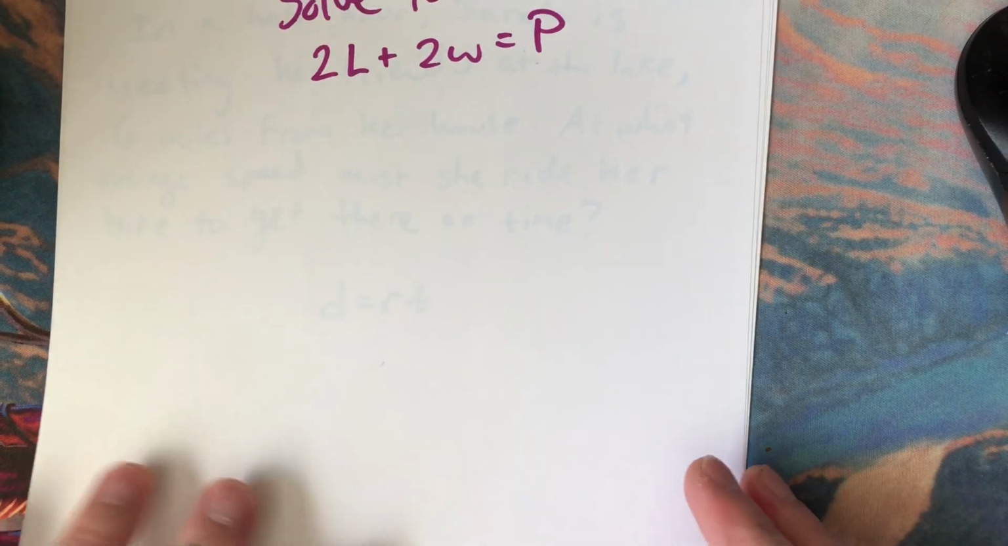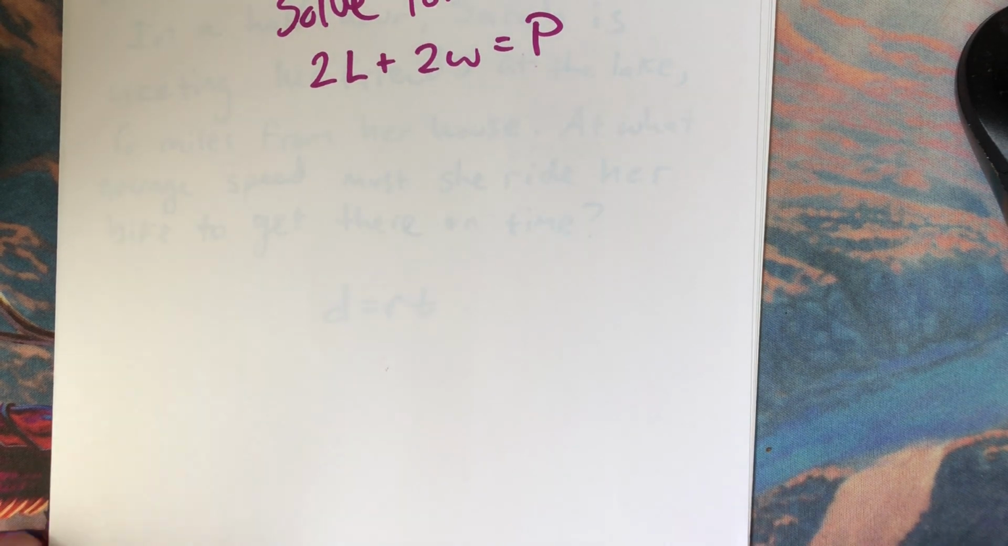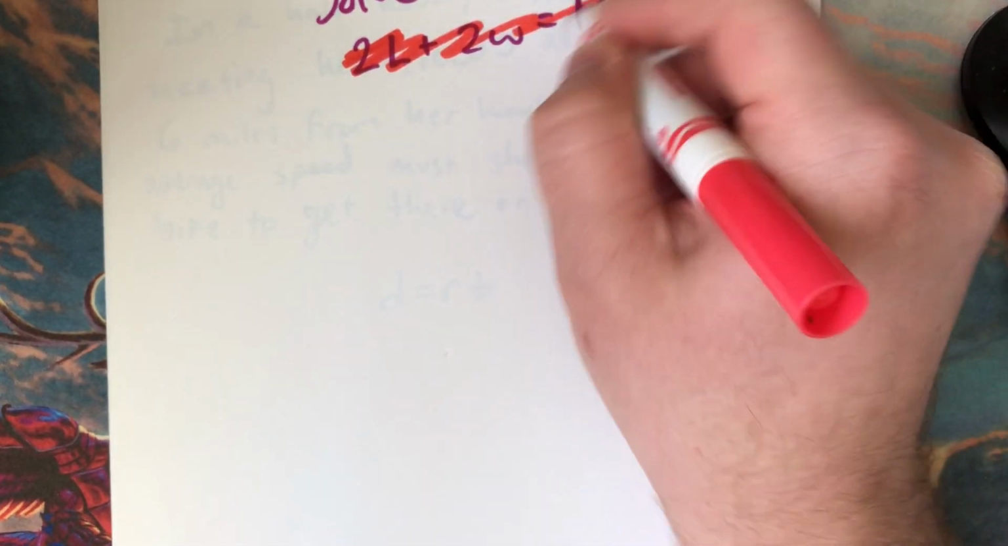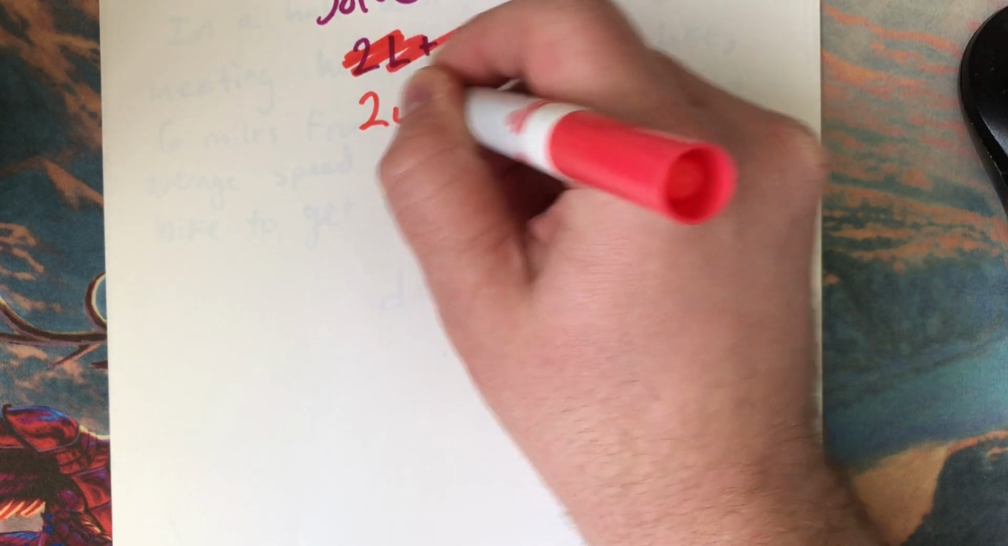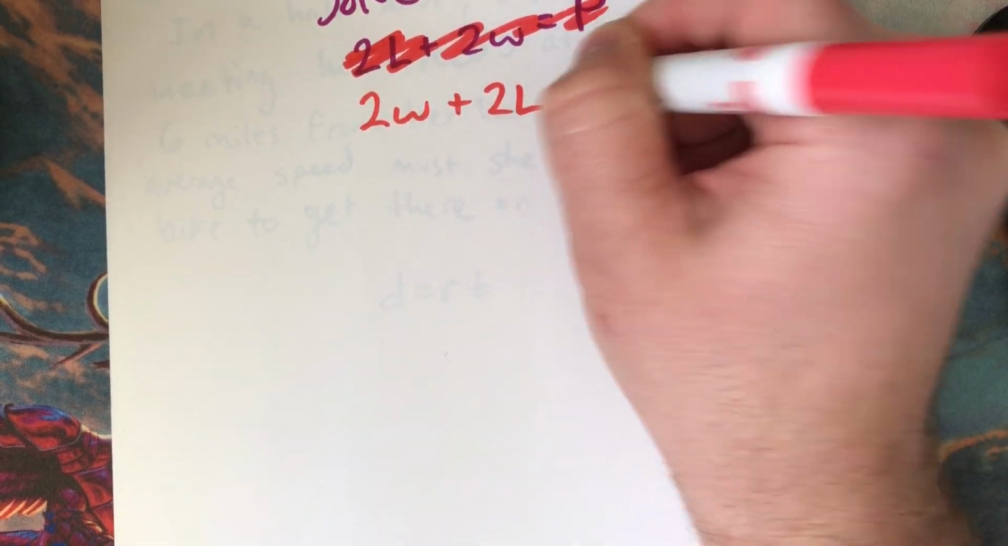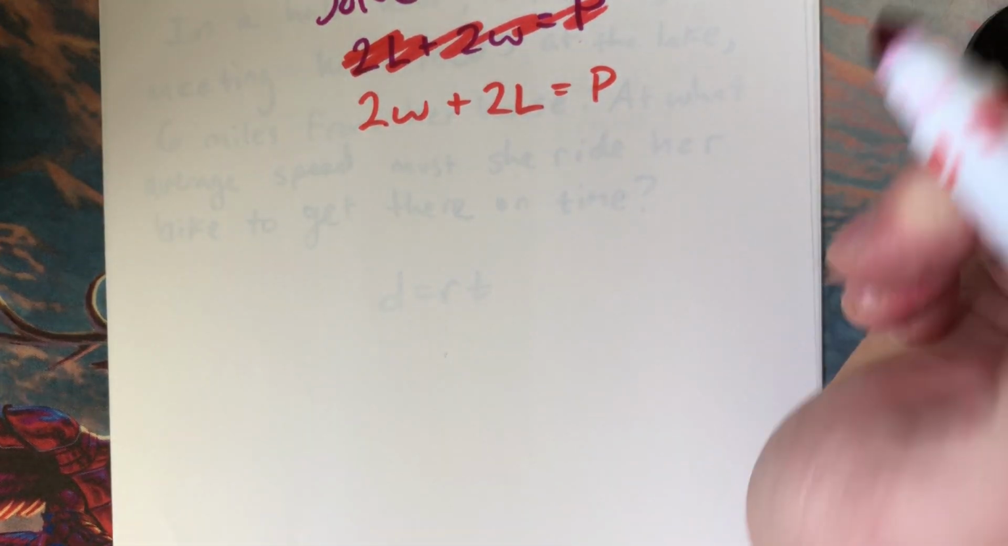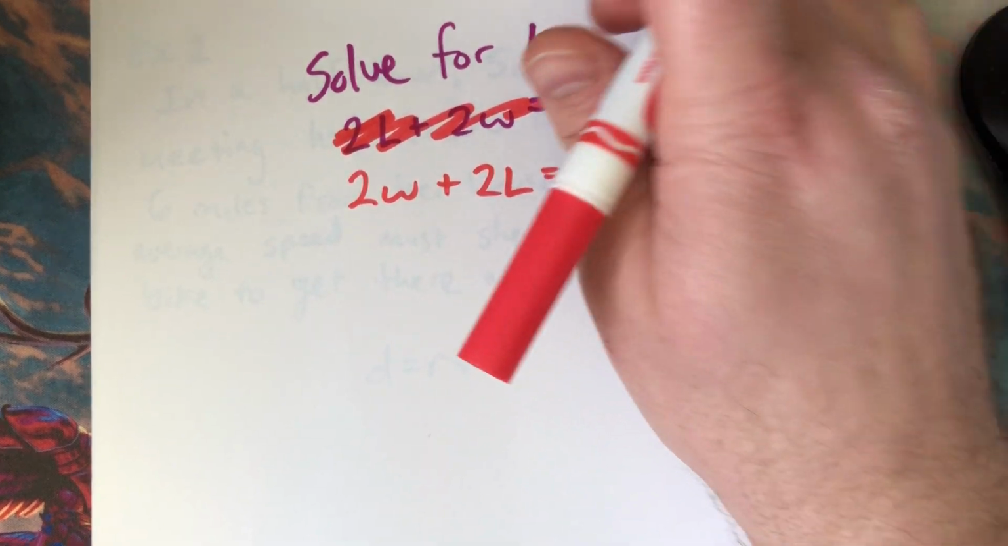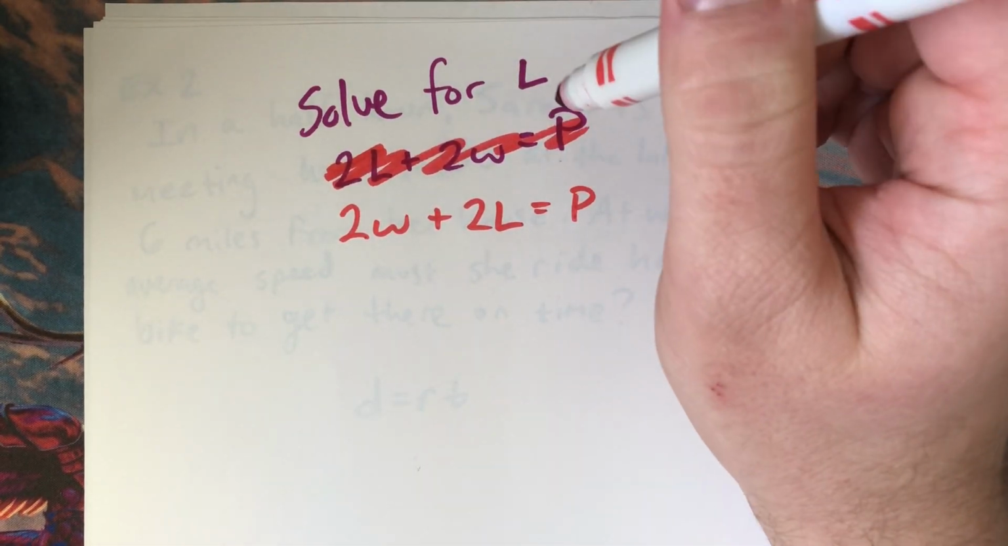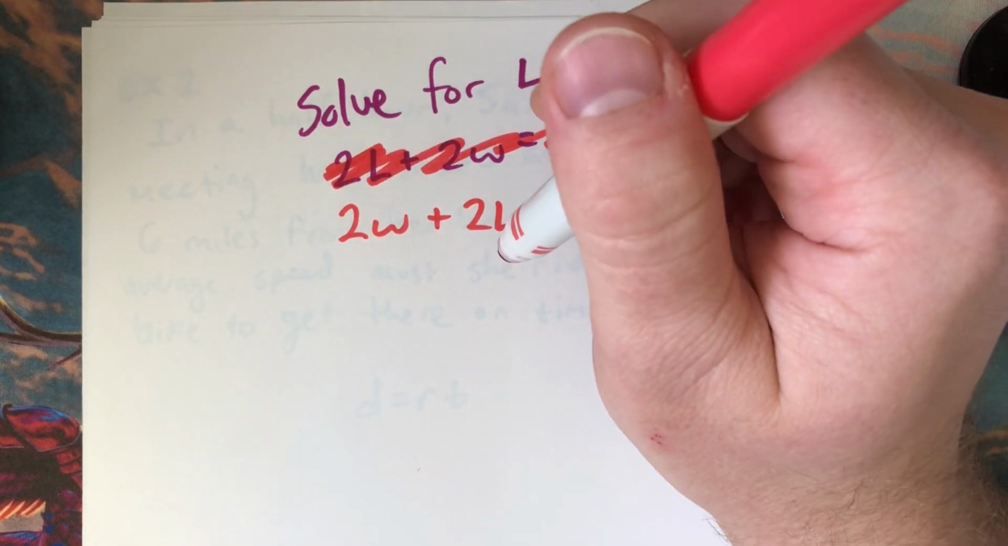Instead of Canfield, why'd you gotta go and do that? You've been writing 2w plus 2l. I'm going to keep on writing 2w plus 2l. Silly Canfield.